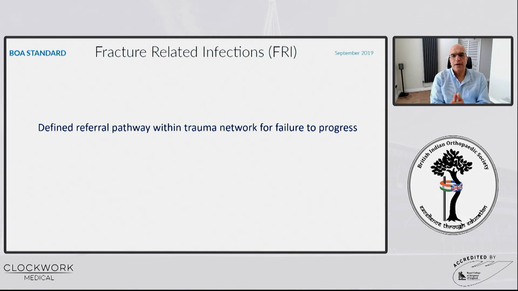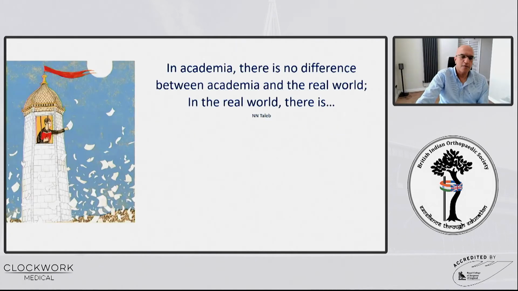So if you've tried suppression, if you've tried acute revision, and if it fails, you need a referral pathway. And that should be aligned with your orthoplastic network. There should be a regional bone infection unit that takes these patients for you within a few days.